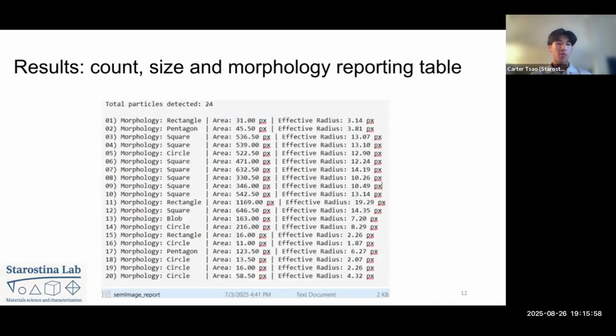Continuing that, our model is also able to output what it identifies in a table format: the morphology, the area, the effective radius, and the total particles detected. The morphology being the shape, like triangle, rectangle, pentagon, square, circle, and if none of those, blob or unknown. And for the area and effective radius, both are calculated in pixels.